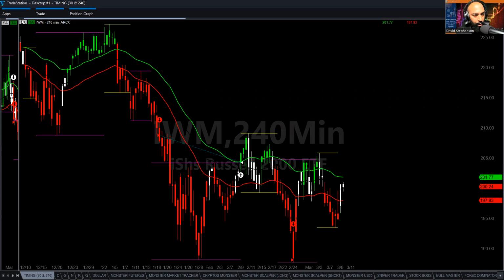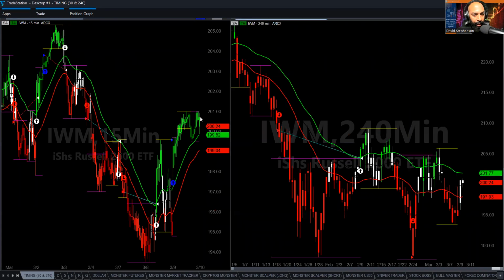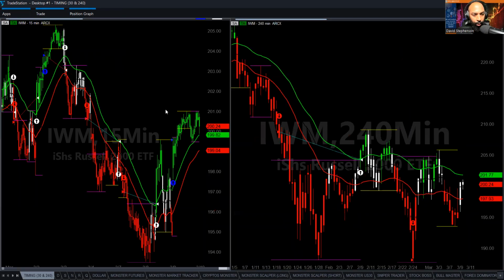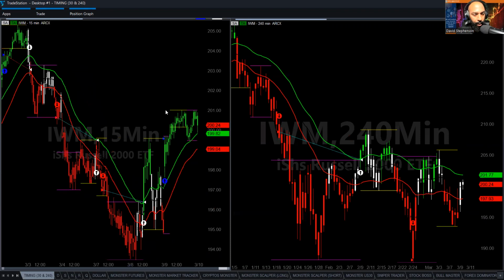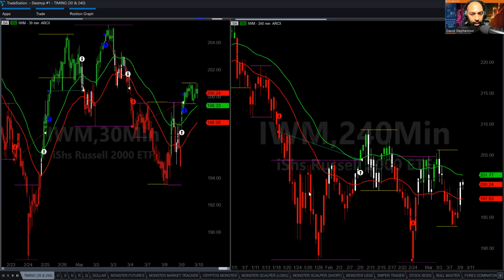Good job. And guess what? If it starts really moving to the long side, you can start taking calls. If it really breaks out, we don't care. If it breaks this resistance, breaks 205, and gives a buy signal on the 240, let's say that's the 15 minutes, but let's say the 30 really starts to move up, let's start looking for calls.